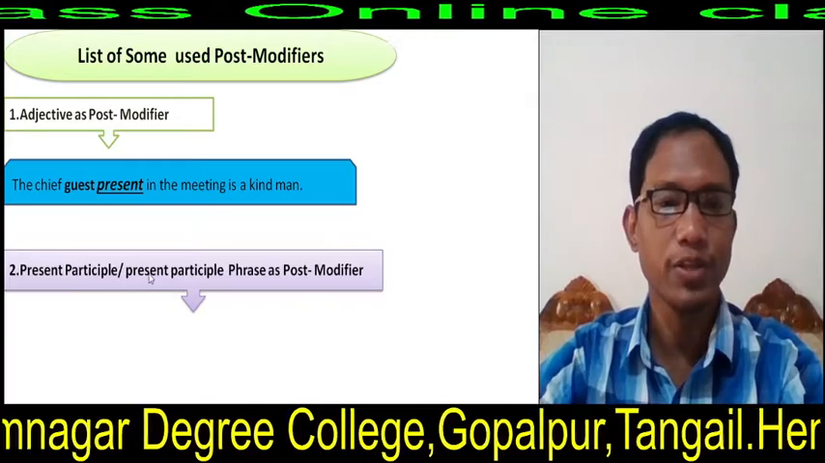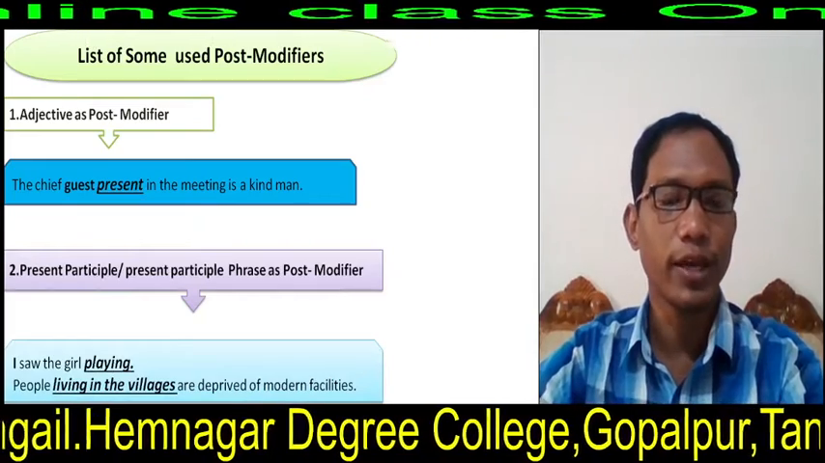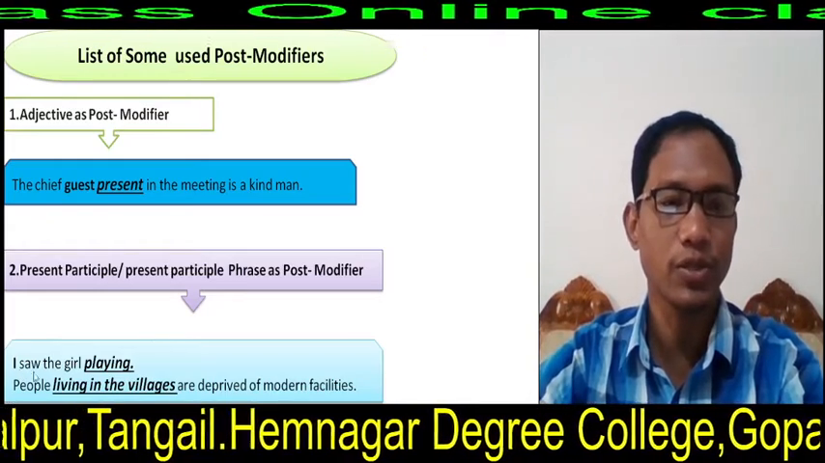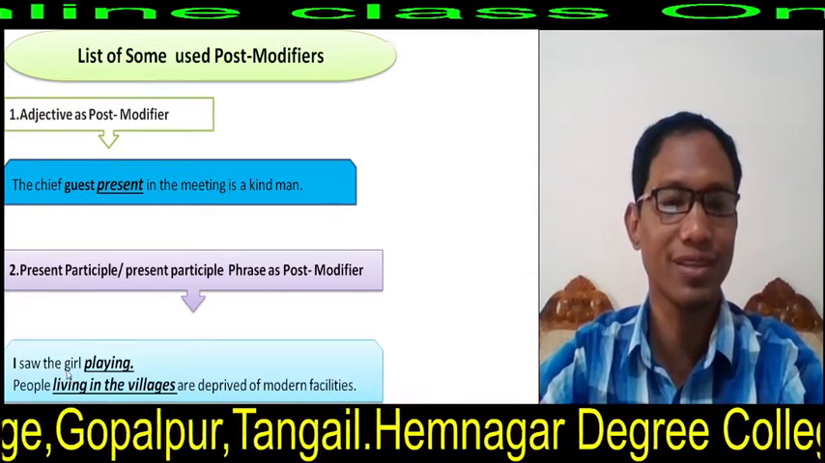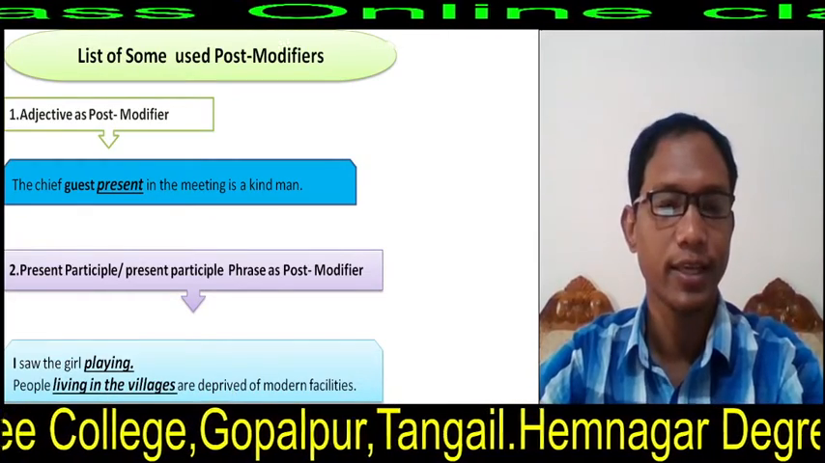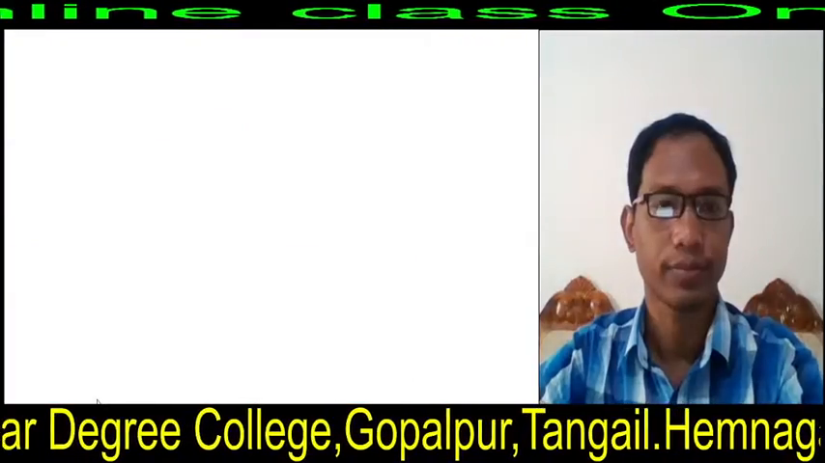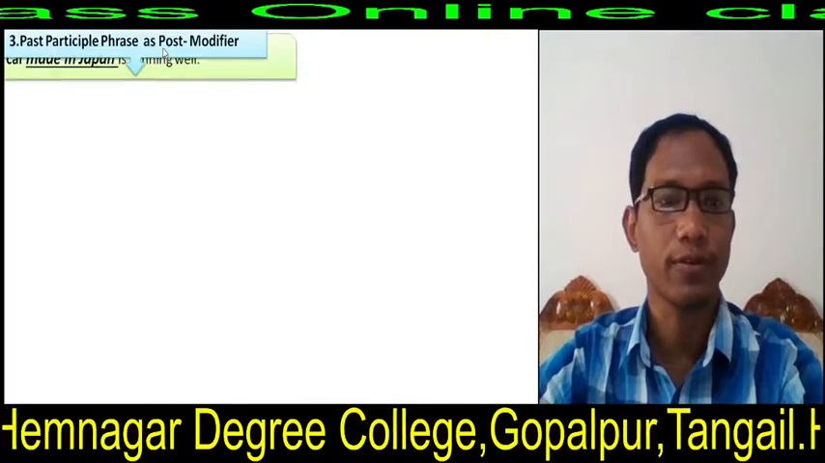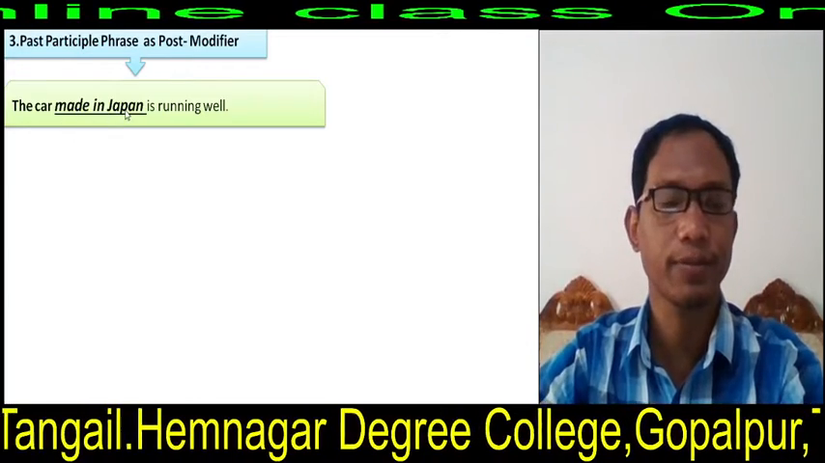Number two, present participle or participle phrase as post-modifier. A phrase refers to a group of words. For example, I saw the girl flying. Here the word flying is the present participle and post-modifies the word girl. People living in the villages are deprived of the modern facilities. Here living in the villages is the present participle phrase. Number three, past participle phrase as post-modifier. For example, the car made in Japan is running well. Here made in Japan is a past participle phrase.